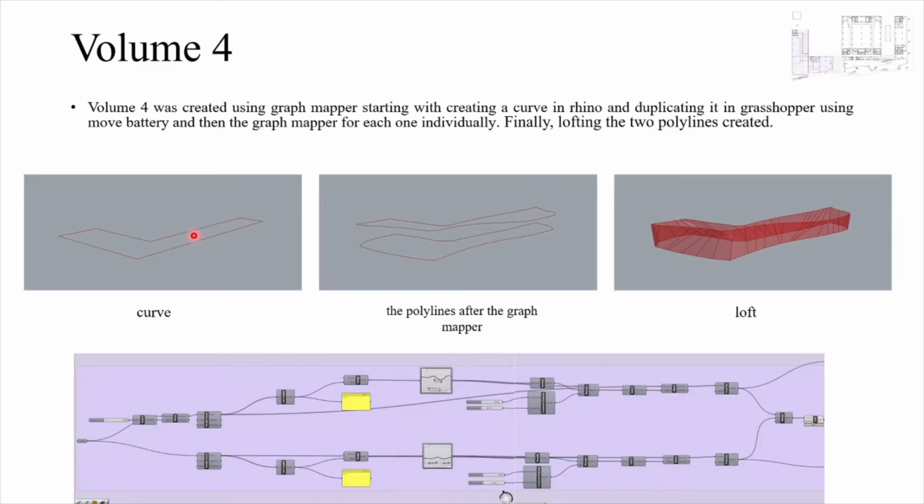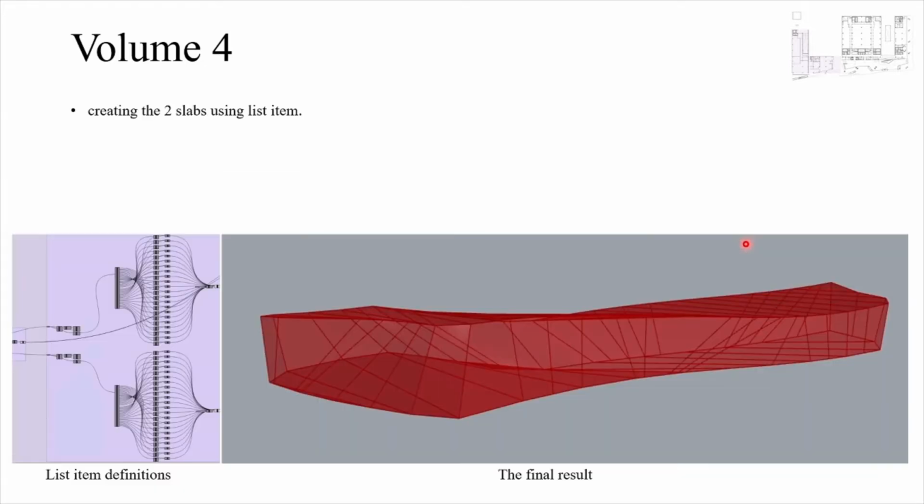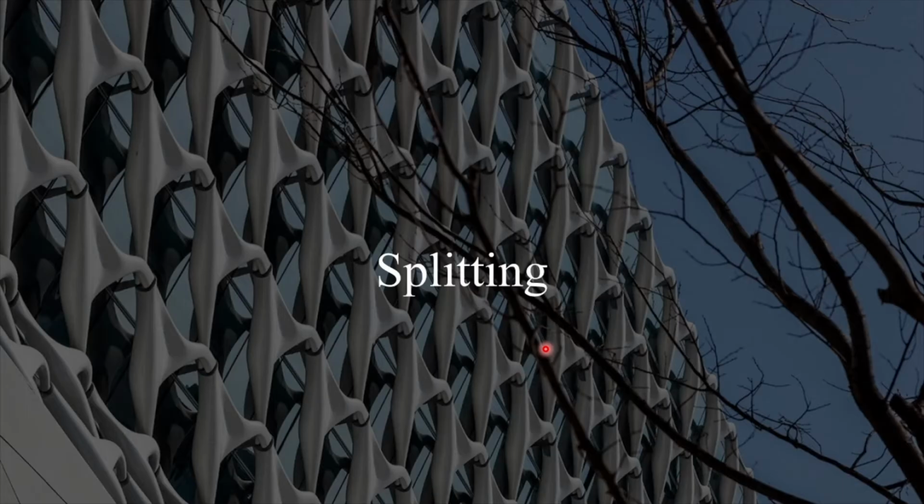Volume 4 was created using Graph Mapper, starting with creating a curve in Rhino and duplicating it in Grasshopper using Move battery, and then the Graph Mapper for each one individually. Finally, lofting the 2 polylines created. Furthermore, creating the 2 slabs using List Item, and here we have the final result of volume 4.